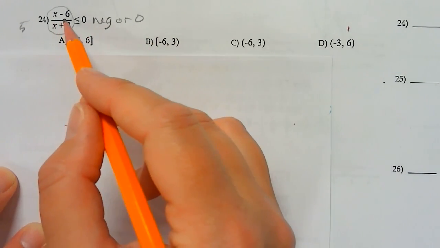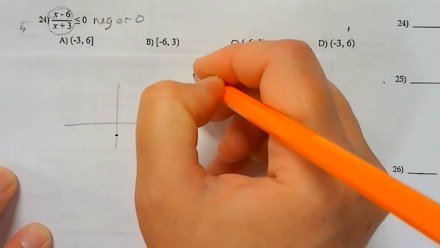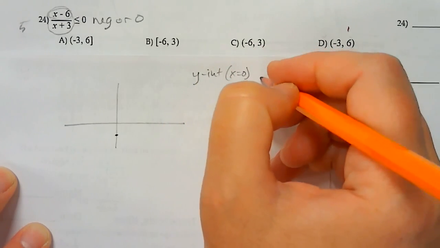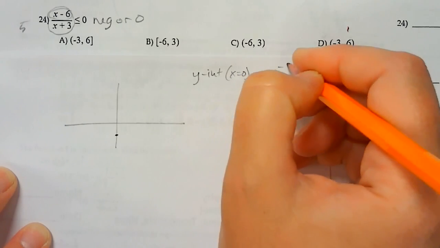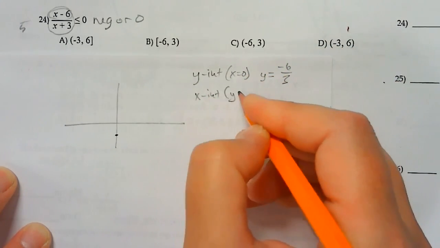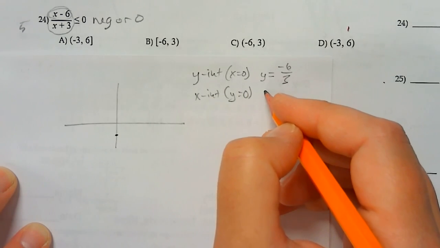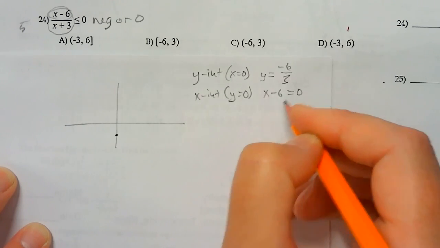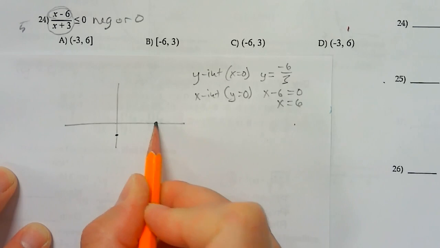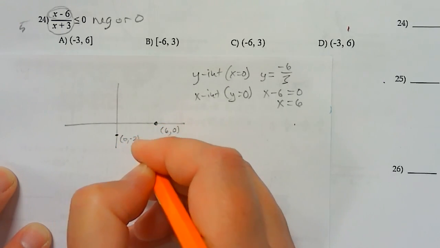Now, that's my y-intercept. My x-intercept is going to be the 0 of the numerator. So I'm going to write all that down. Y int is when x equals 0, and so y equaled -6/3, right? And now my x int is y equals 0. So now I have to set x minus 6 equal to 0, so x will equal 6. So at x equals 6, I have a new point here, 6, 0. This one is 0, -2.